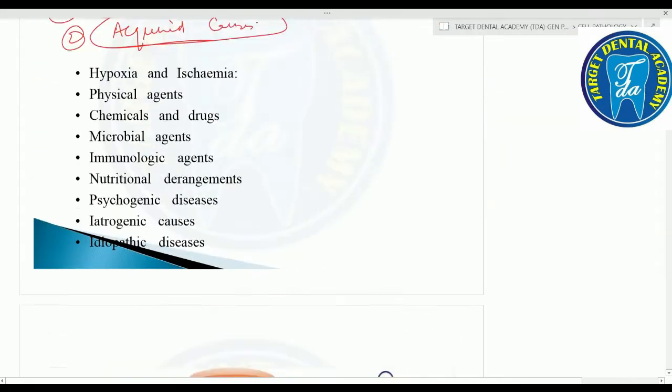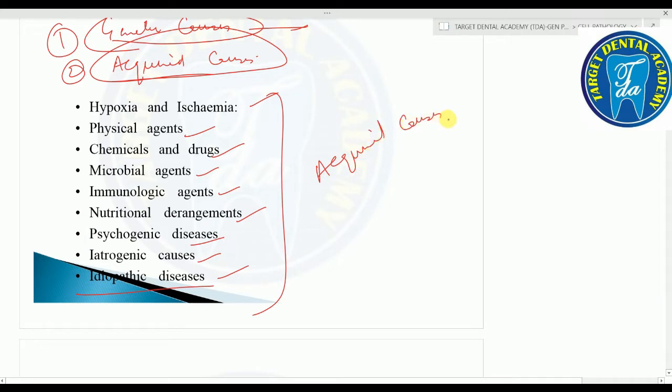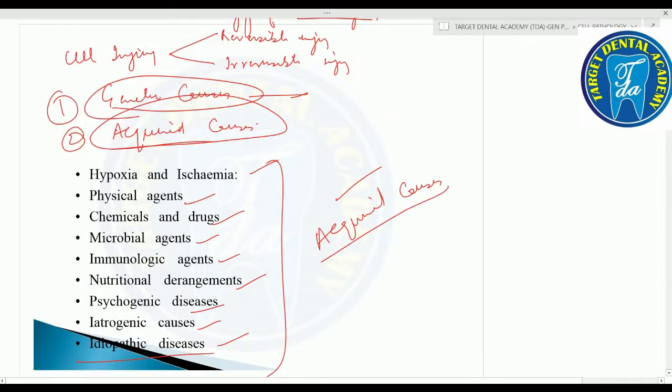In this we have hypoxia and ischemia. We have physical agents, chemicals and the drugs, microbial agents, immunologic agents, nutritional derangement, psychogenic diseases, iatrogenic causes and the idiopathic diseases. These all are the acquired causes. We'll be discussing them one by one.